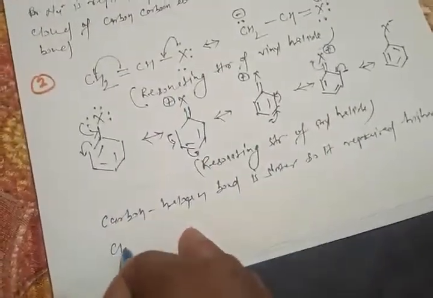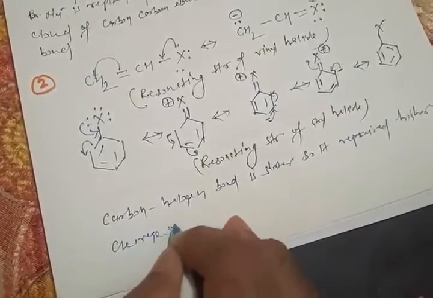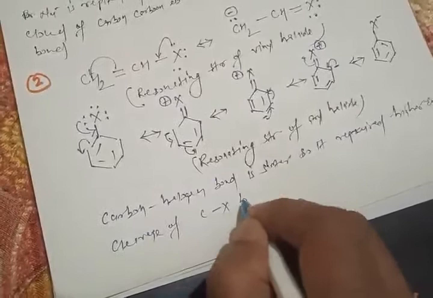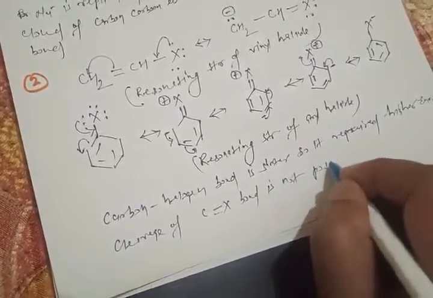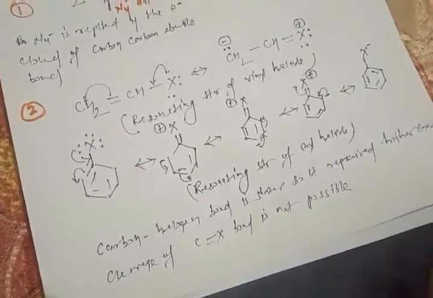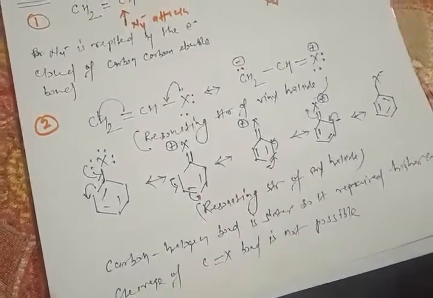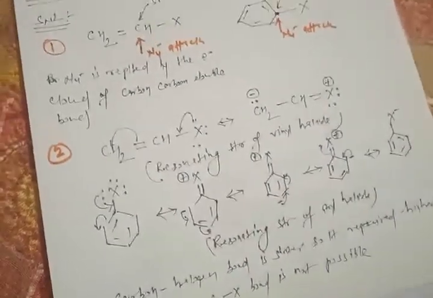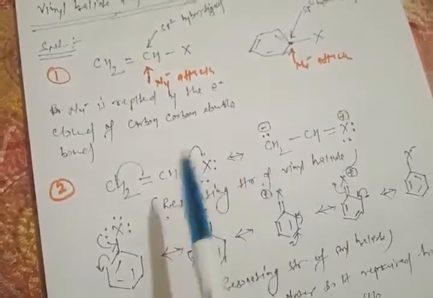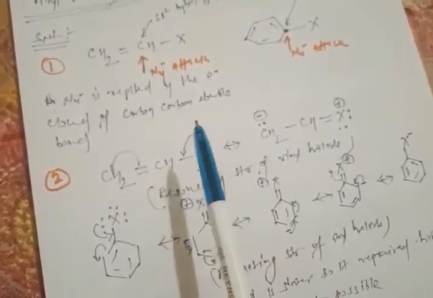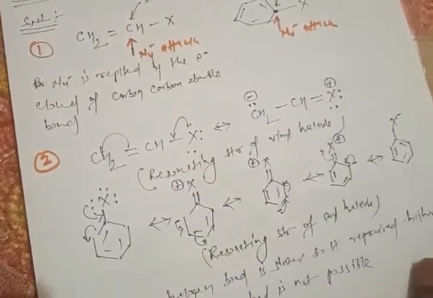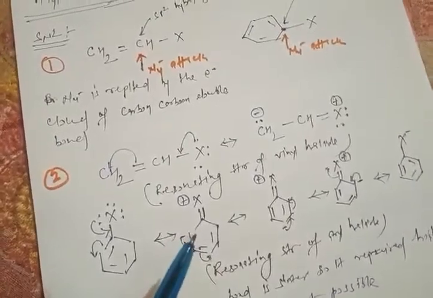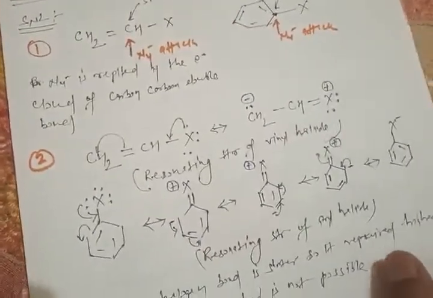Cleavage of the carbon halogen bond, actually it is a double bond, is not possible. Okay, so this is the third reason. And there is one more reason which we had already explained, that this is sp2 hybridized. Because of sp2 hybridization, the s character is stronger, and as the s character is stronger, it will hold the atom very tightly. So that is the reason that it does not take part.